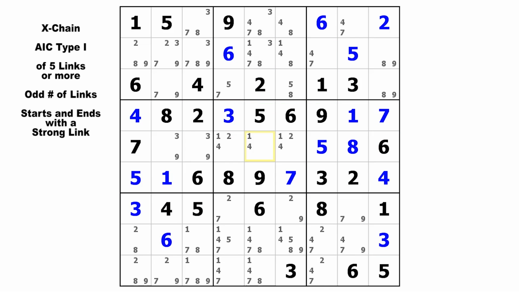All right, here in this puzzle, let's take a look at candidate 7. We'll turn on the filter. There are all the 7s, and we've got a few conjugate pairs. We've got an X chain with the endpoints here and here.